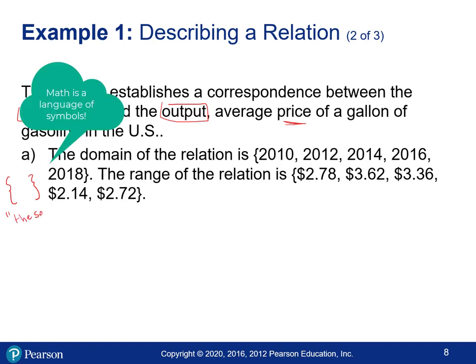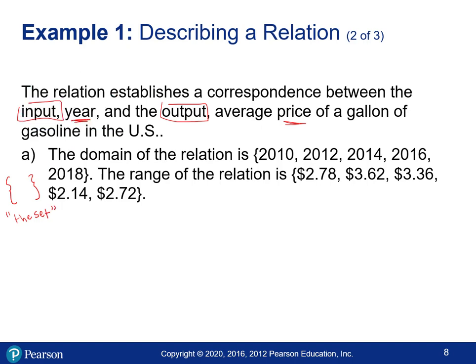Math is a language of symbols, so when you see symbols, they can be translated into words. This is the set containing 2010, 2012, 2014, 2016, 2018. The range is the outputs, which is all the prices of the gasoline, so $2.78 and so on.